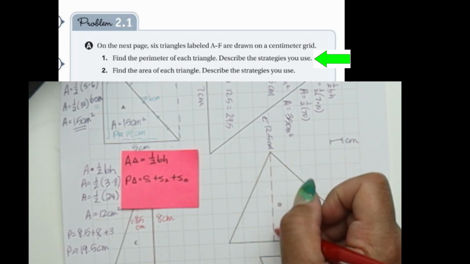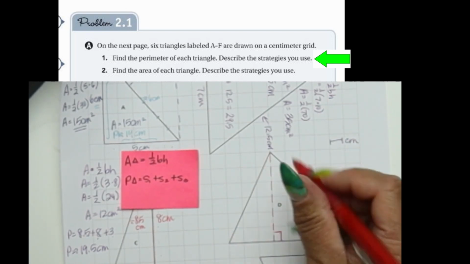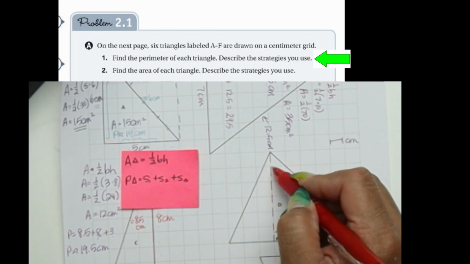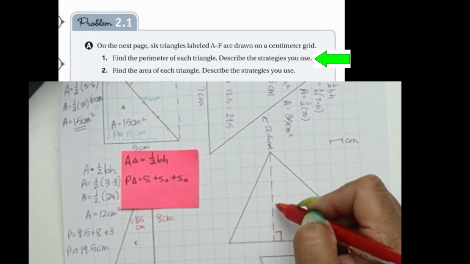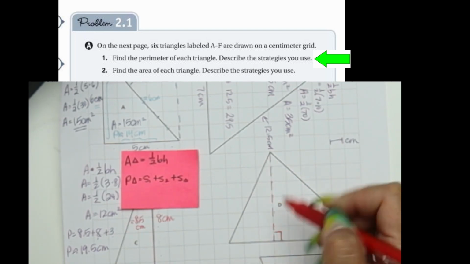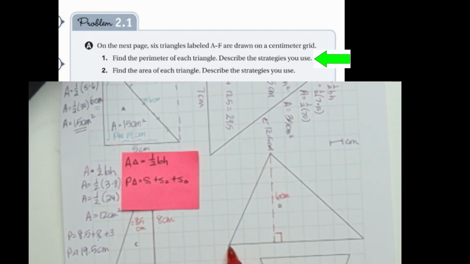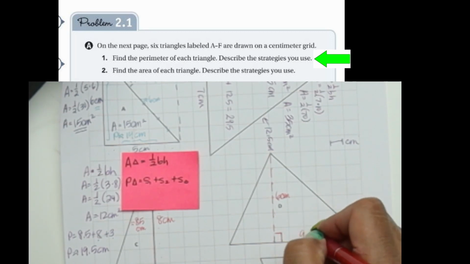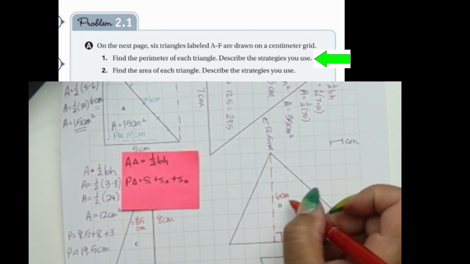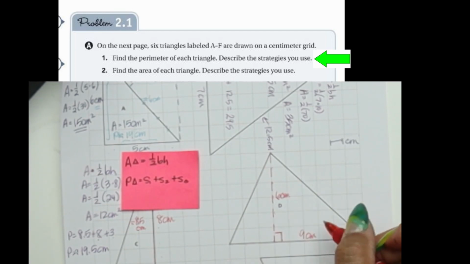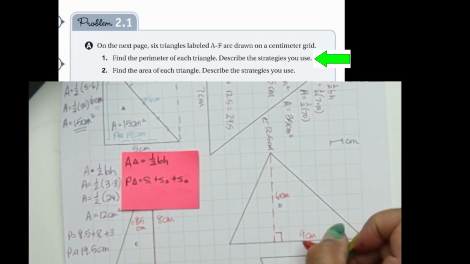Now this is the height, and this is the base. So I'm going to count the height. Here's 1, 2, 3, 4, 5, 6. 6 centimeters is the height. Now the base, you count 1, 2, 3, 4, 5, 6, 7, 8, 9. 9 centimeters. So we have a height of 6 centimeters and a base of 9 centimeters.